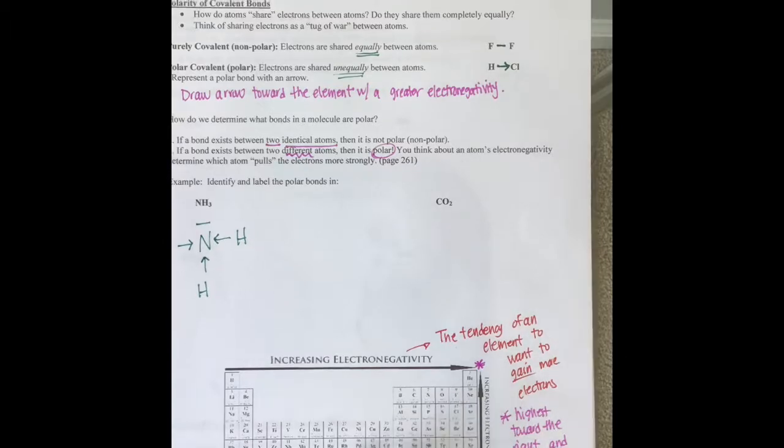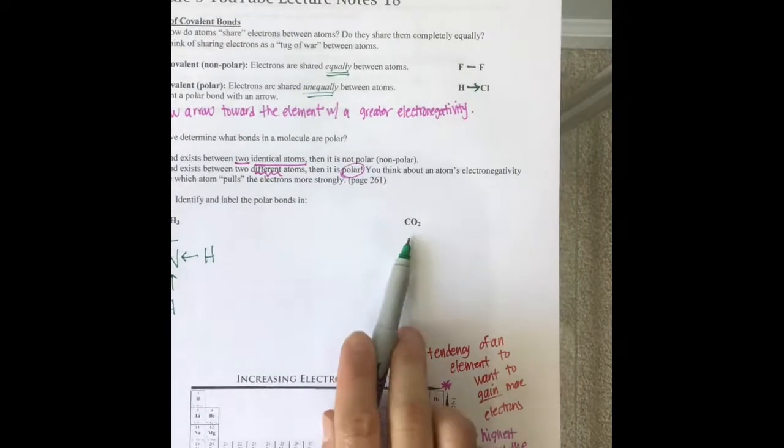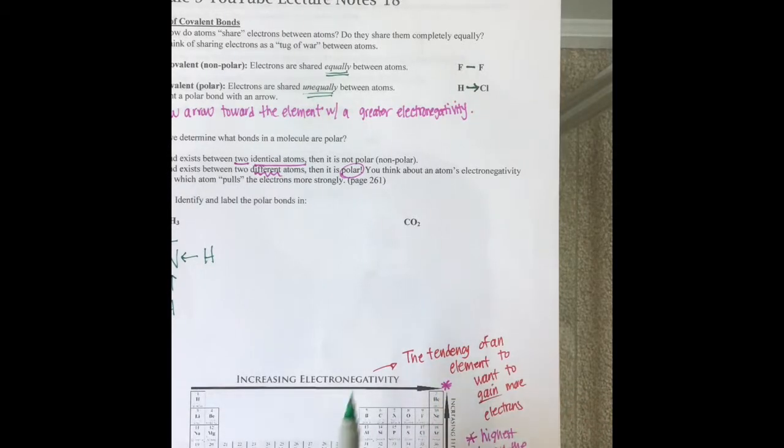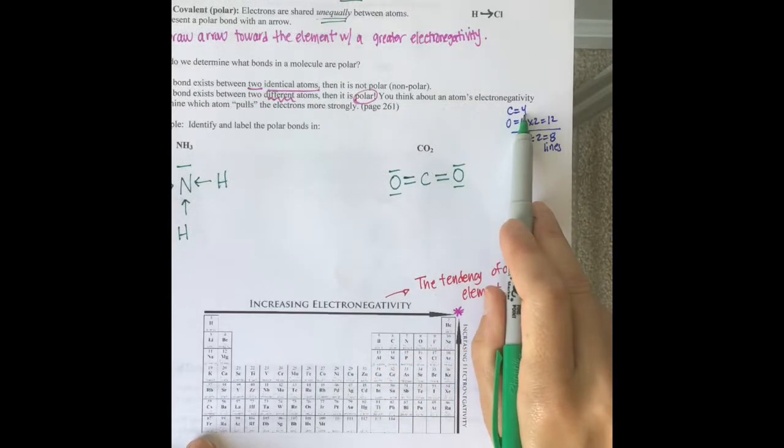Okay, let's do CO2. I'm going to give you a second to draw your bonding picture. If you need to add up your electrons to the side, go ahead and do that. Bond it, look at your table, and decide which direction the electrons are going to be pulled. Over here, I added up my valence electrons.